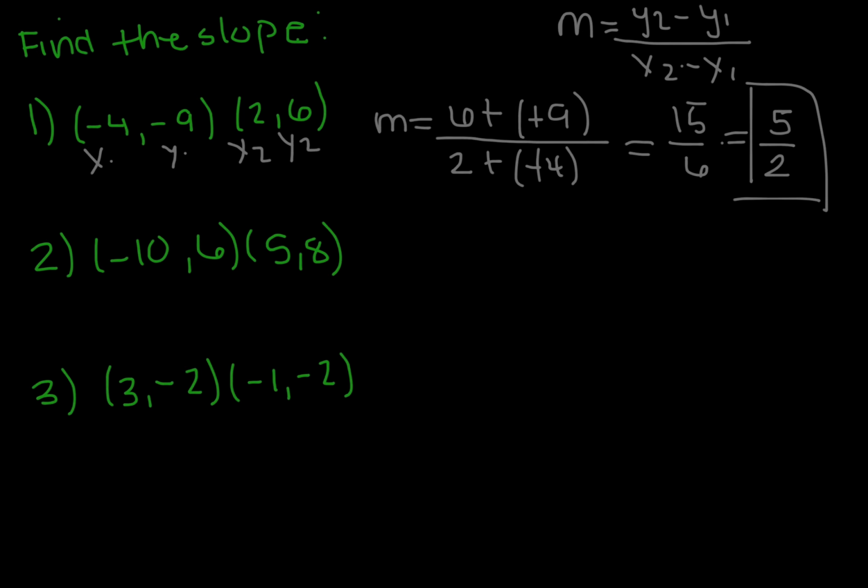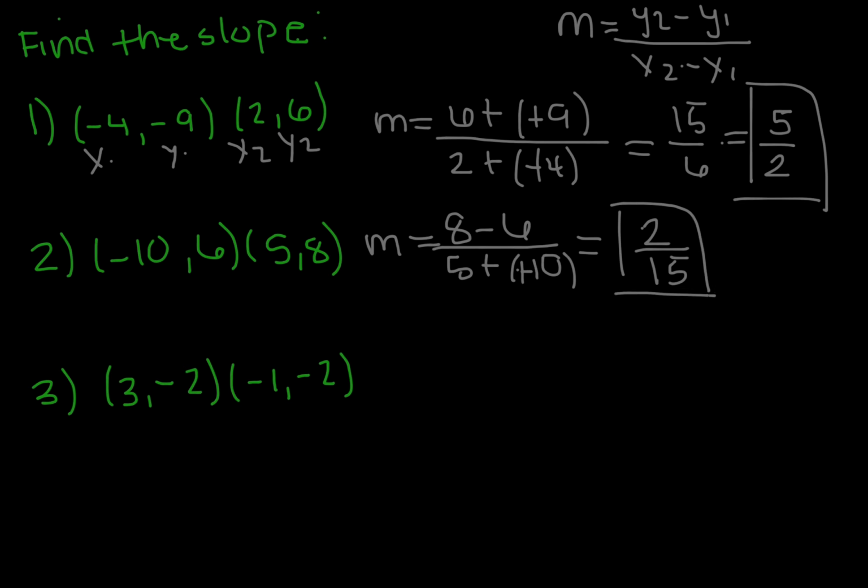Okay, problem number 2. We're going to do the same thing. So we're going to do y2 minus y1. So we're going to have 8 minus 6. And on the bottom, we're going to have 5 minus a -10. Okay, and we're going to solve. 8 minus 6 is 2. 5 minus a -10 is going to be 15. We cannot simplify that, so that's our answer, 2 over 15.